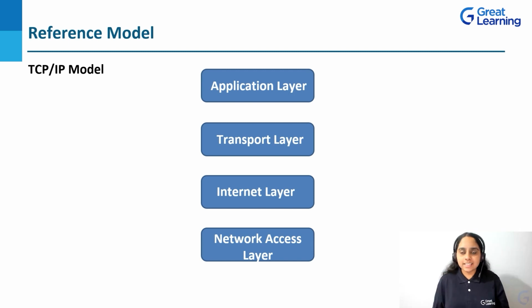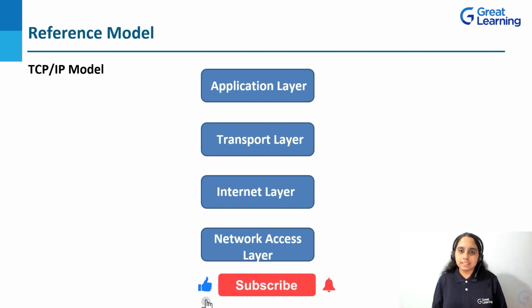The second layer is internet layer. This layer is responsible for logical transmission of data over the network. The main protocol used here is the IP protocol. This layer is also called as network layer. This layer ensures that the data packets reach the destination independently.